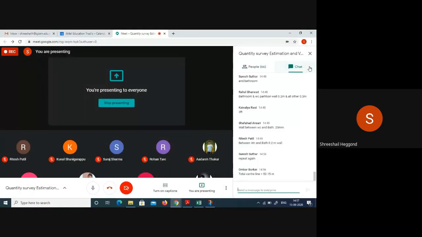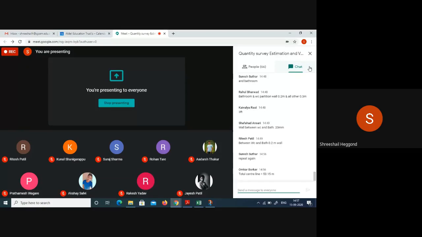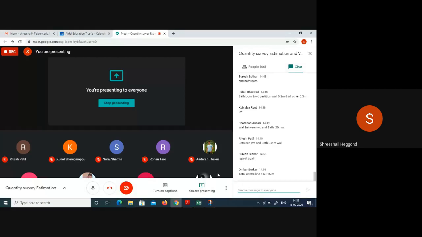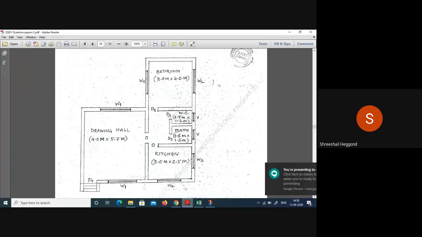Total central line as per Omkar is 53.15. Any other answers? See the plan, calculate. Don't consider that one. And calculate the central line length.